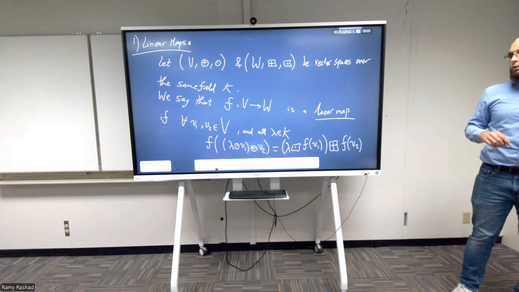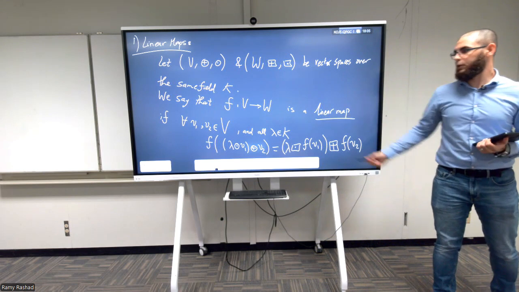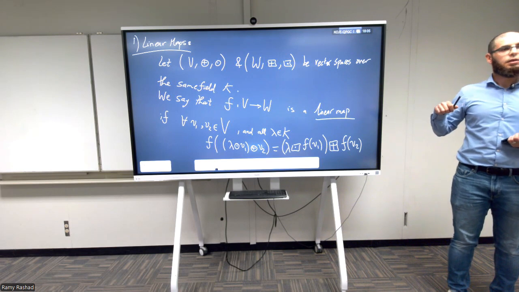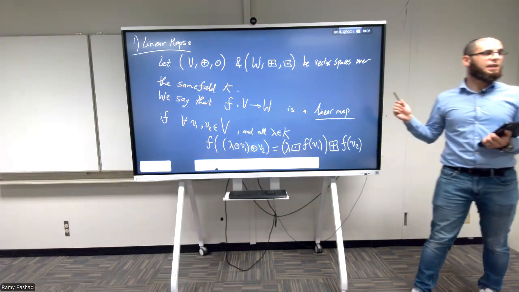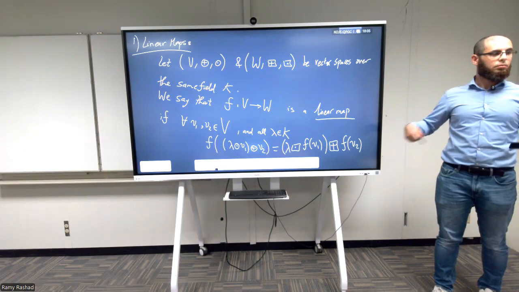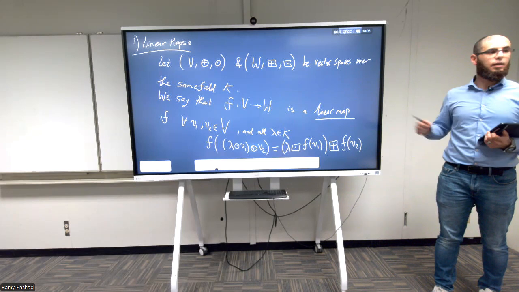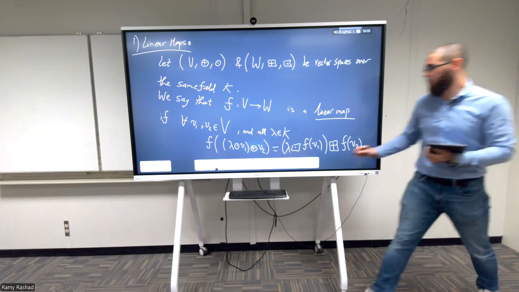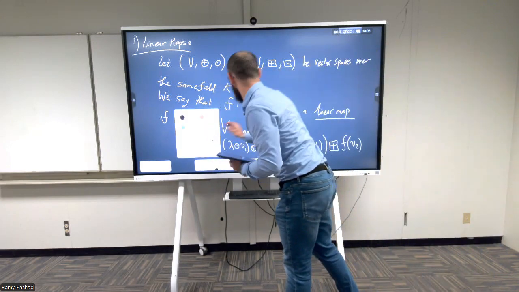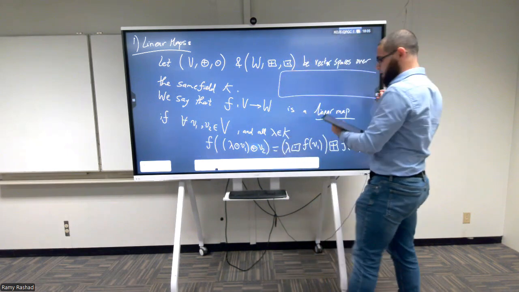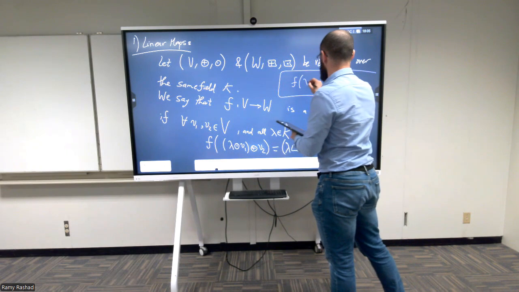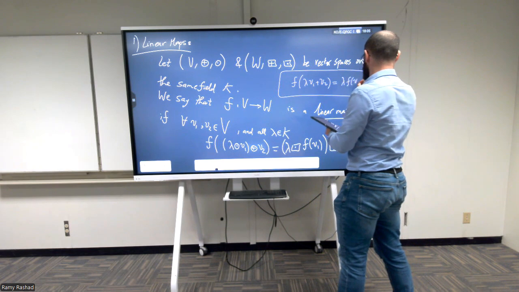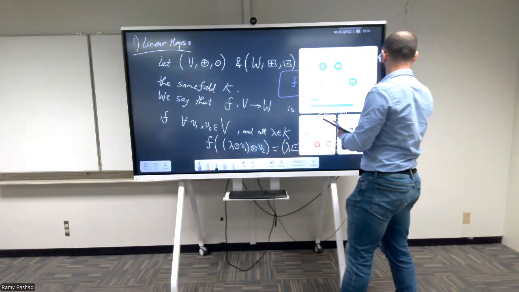If we have a map F that satisfies this property, we call this a linear map, because when we go from vector space V to vector space W, this map respects the structure of V and W. And there's another way you've probably seen this before. A linear map, usually you're all familiar with it in this way. It's a map that satisfies F of lambda V1 plus V2 is equal to lambda F of V1 plus F of V2.